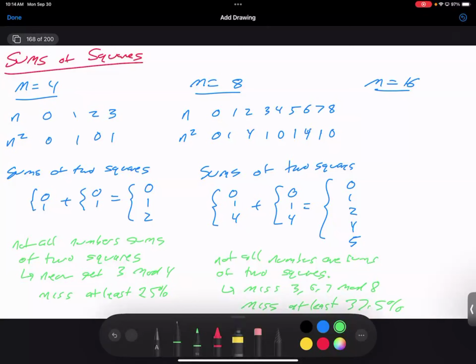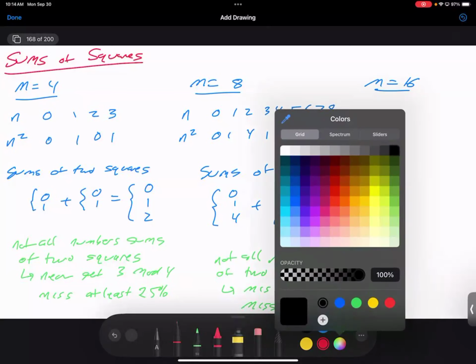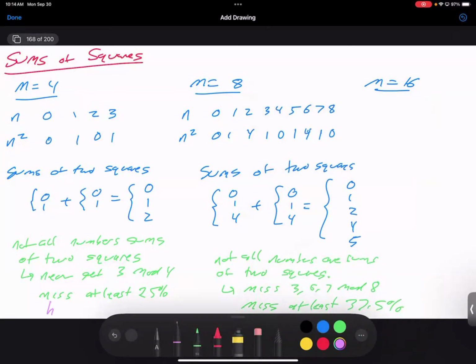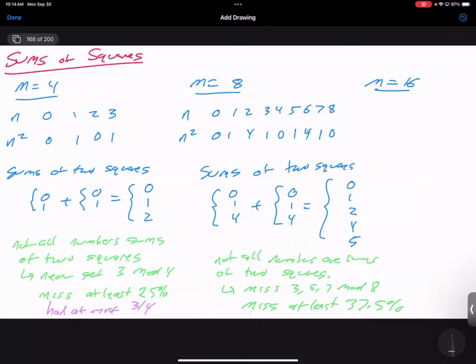Or another way of looking at it is we had at most 3/4, and now here's at most, what is it going to be, 5/8? Which pattern do you think is easier to look at? They're really the same, what you miss or what you get.